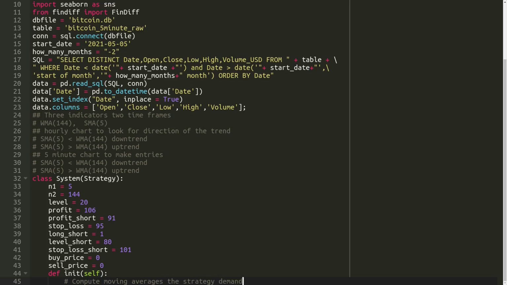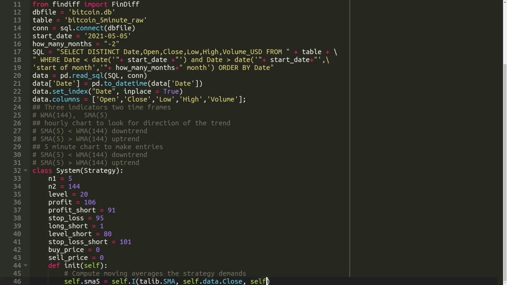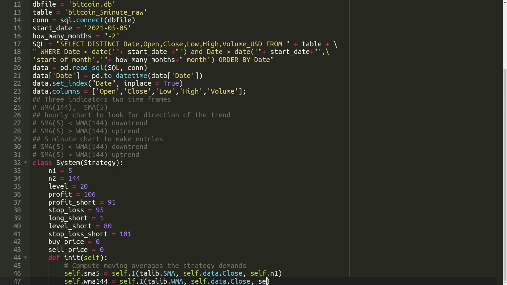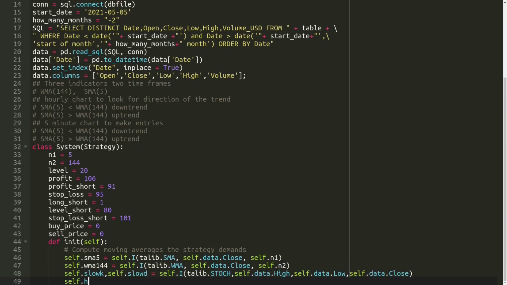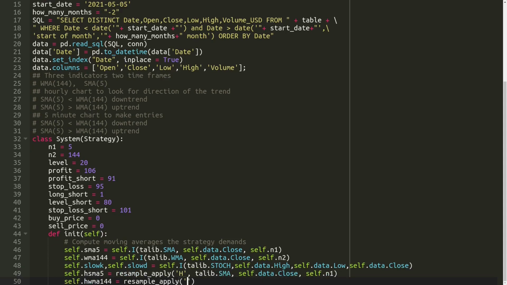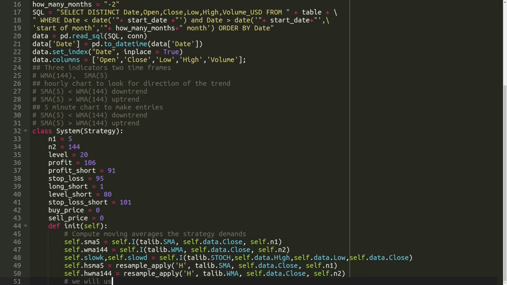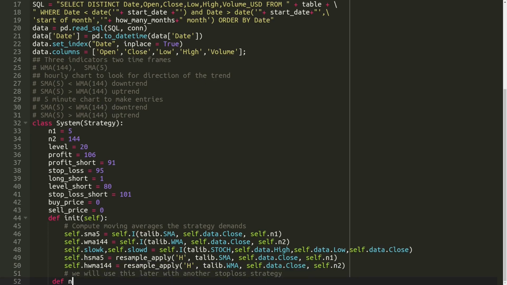Then we define the init method. In this method we calculate the SMA, the WMA and the stochastic values. We also use the resample apply method from the backtesting library to calculate the SMA and WMA for the hour time frame, because we are using multiple time frames.